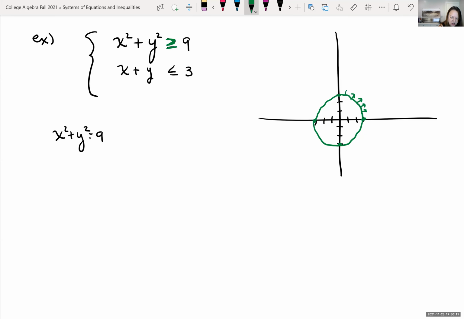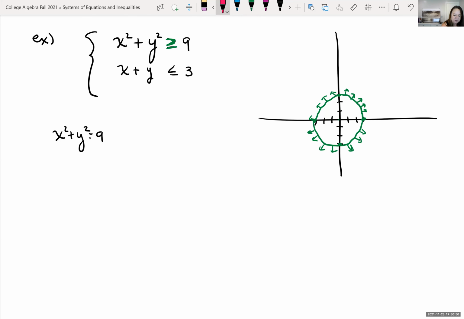But again, if you're not sure where to shade, you can always do a test point, not on the equation that you just graphed. And so if we plug in 0, 0 in here, we should get a false statement because that is not where I'm shading. So 0 squared plus 0 squared, is that greater than or equal to 9? No, that's false. That's not true, and that's not where I shaded, and 0 is not bigger than 9. Okay, so we shaded in the correct place.